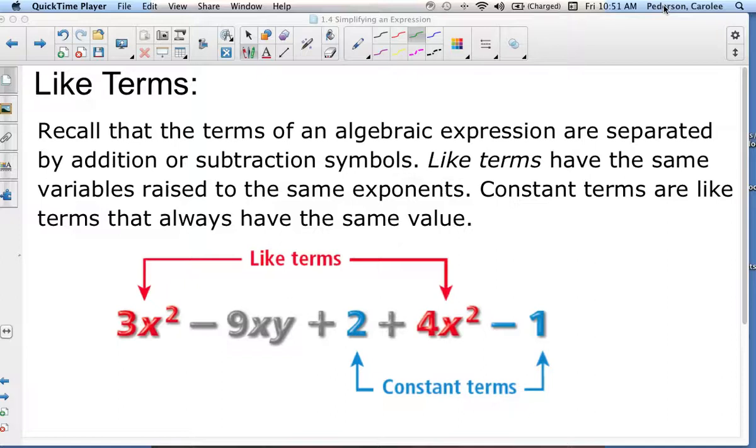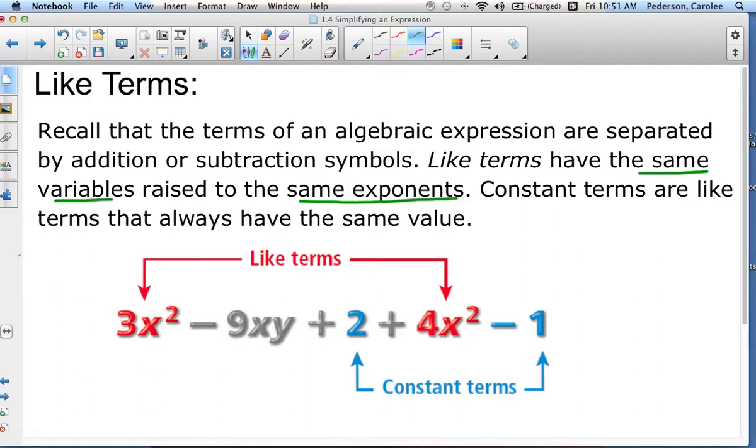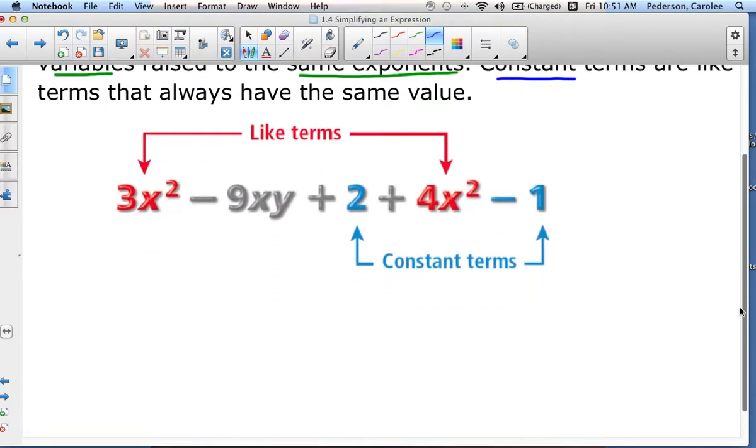Terms, you need to have the same variable raised to the same exponent. And then constants are also alike. Constants are like your numbers. So here's an example below. No need to write this down.